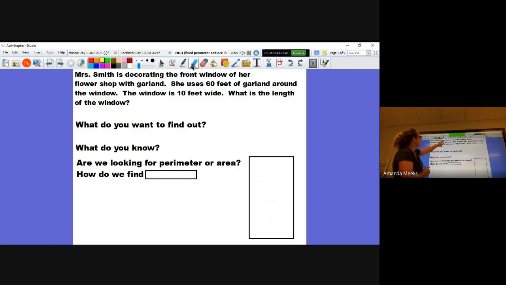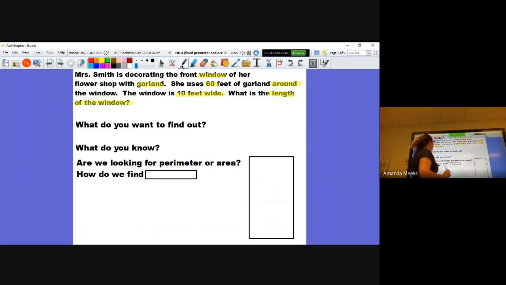Okay, so we know she's decorating the front of her window shop with garland. So we know she's decorating something. And when I think of a window, generally when you're decorating, you're not decorating the inside, maybe around it. Garland is something that would go around it, okay? She uses 60 feet of garland around, and there's that word, remember I said around, okay? The window is 10 feet wide. What is the length? So that's going to be my unknown, the length.